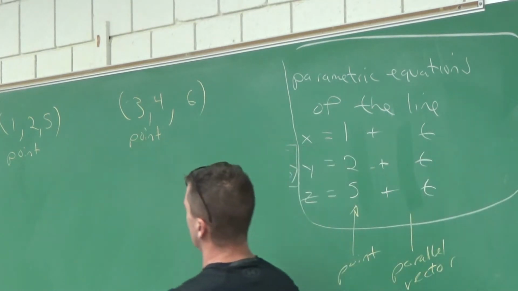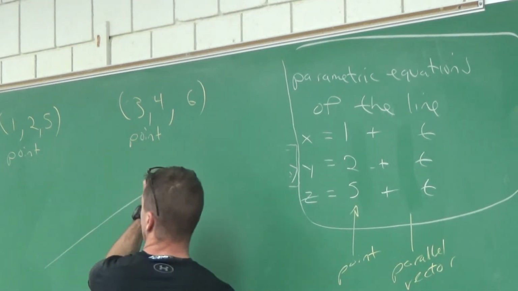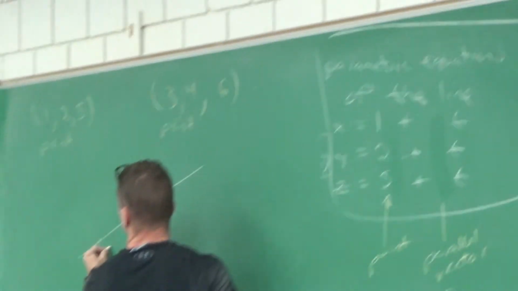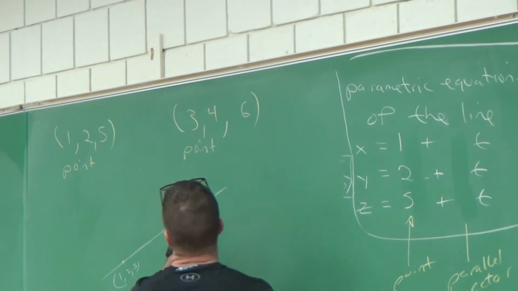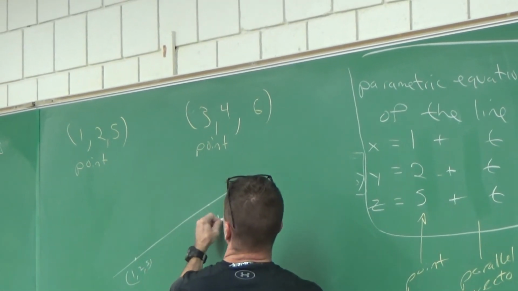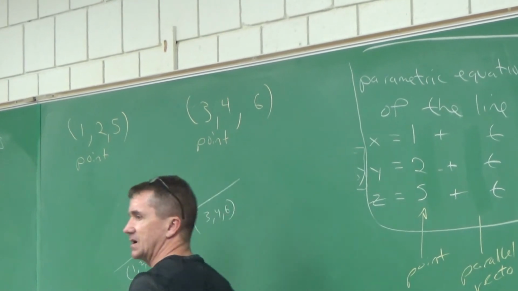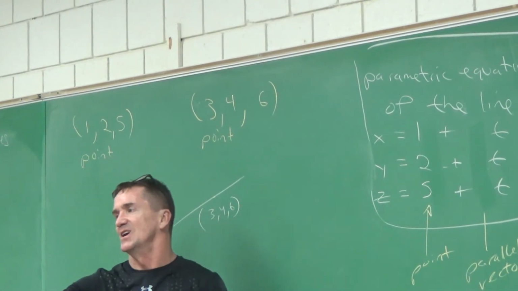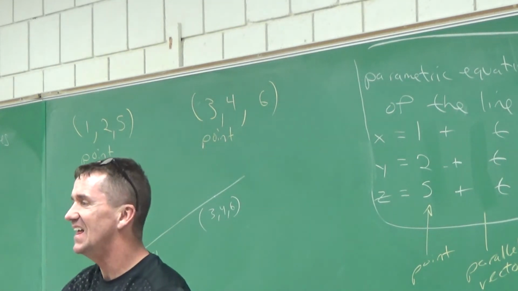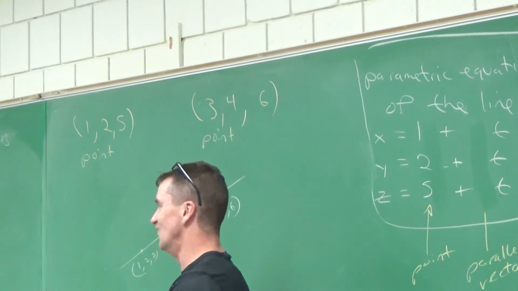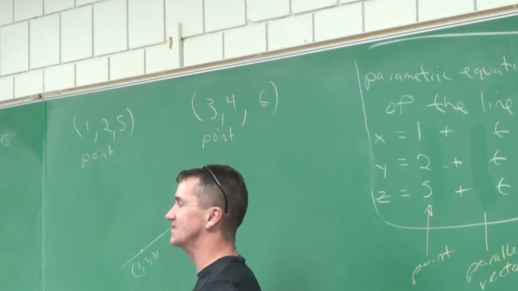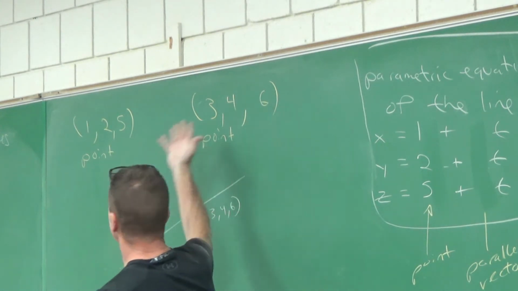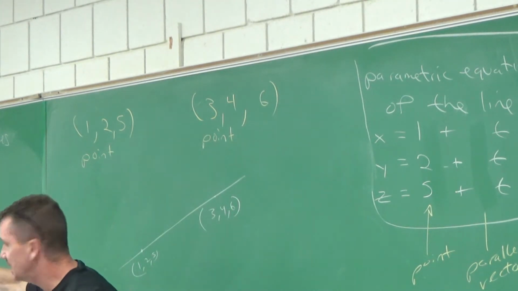So I'm just thinking, let's draw a picture. Sometimes drawing a picture helps us figure this out. This is some point 1, 2, 5. This is some point 3, 4, 6. And I have to come up with the parametric equations of the line. Can't you just do tip minus tail and then multiply it by something? She found a parallel vector. The challenge here was just to find that what? We just need the parallel vector.